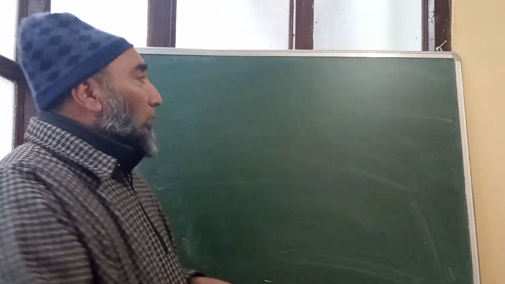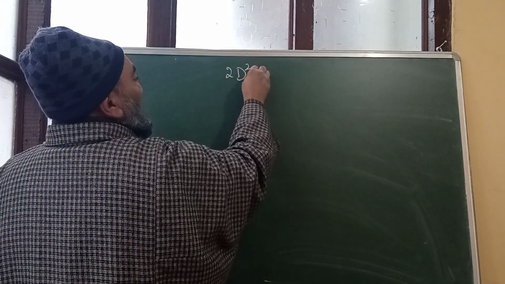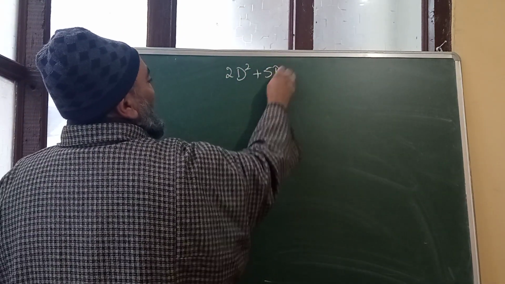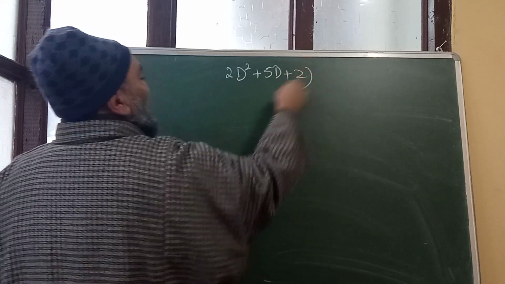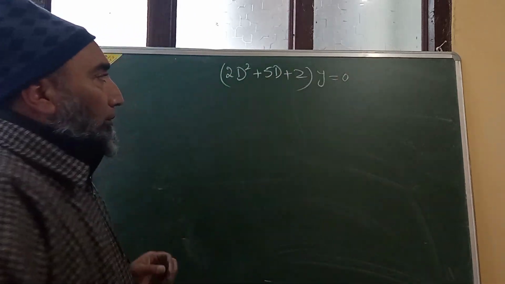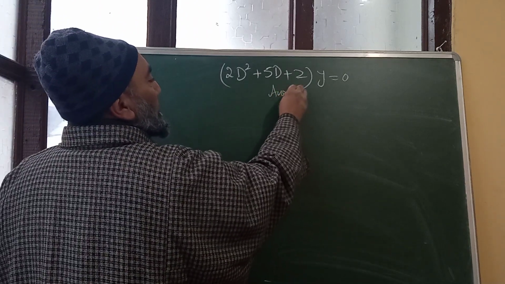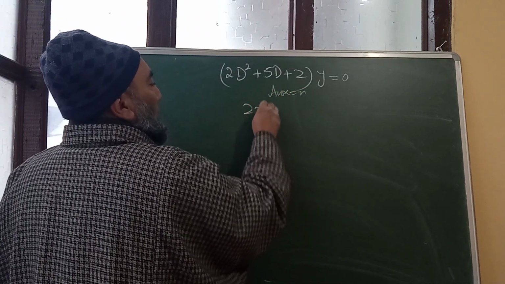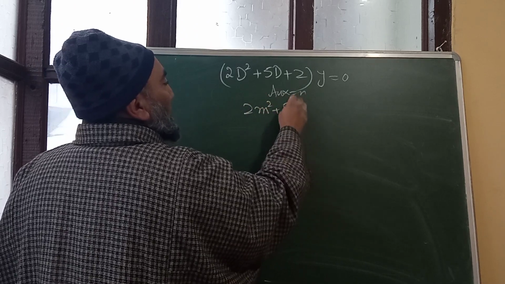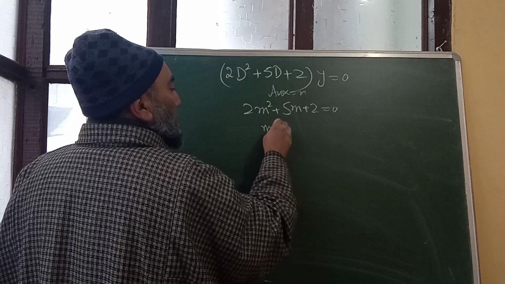Now let me give you a question. It is 2D² plus 5D plus 2 operating on y is equal to 0. What is the auxiliary equation? 2m² plus 5m plus 2 equals 0. What is the m then?